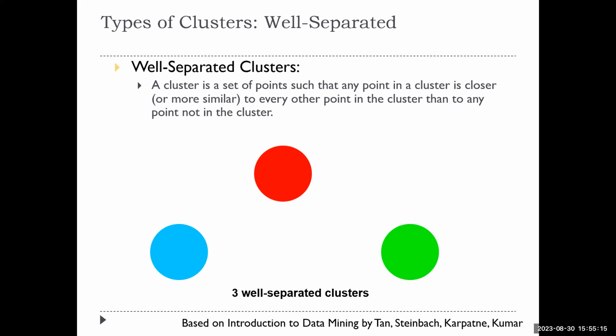So in this one, all objects in a cluster are closer to each other than to any point in any other cluster. Okay. For example, if I pick a point here, all the points in this blue cluster are closer than any point in the other cluster. So all the others are very far. That's why this is well separated.